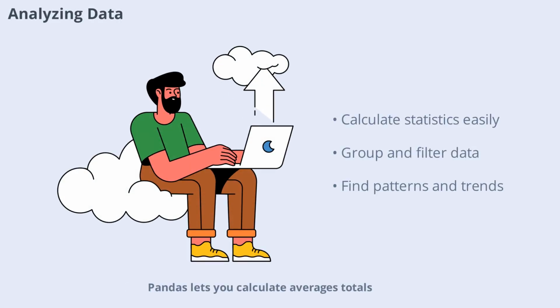Pandas lets you calculate averages, totals, and other statistics with just a few lines of code. You can also group data, filter results, and create new columns to uncover patterns and trends. Analysis is where you turn raw data into valuable insights.